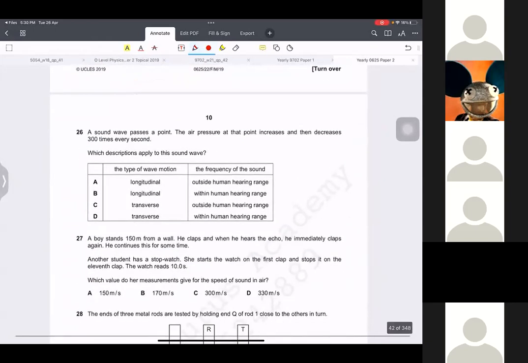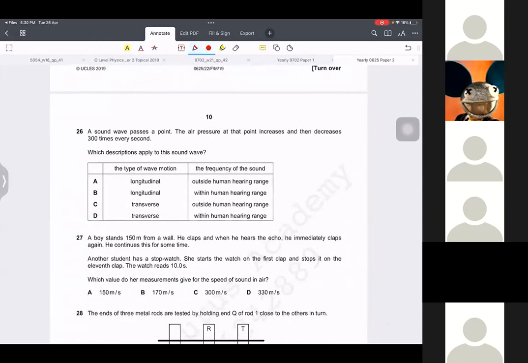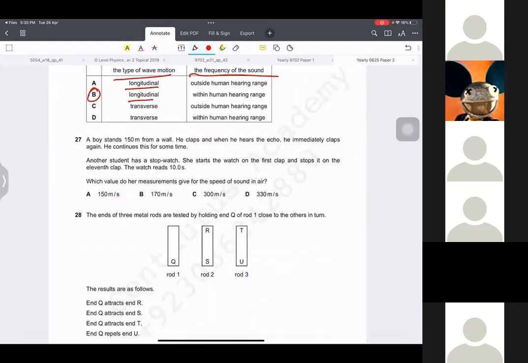26. A sound wave passes a point, and the air pressure increases and decreases 300 times a second. Increase and decrease. Okay, so this is the frequency, 300 hertz. Now, what type of wave? Longitudinal. And the frequency of sound is outside or within? It is within, right?